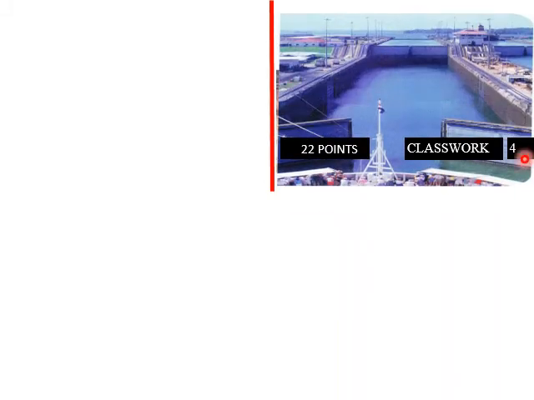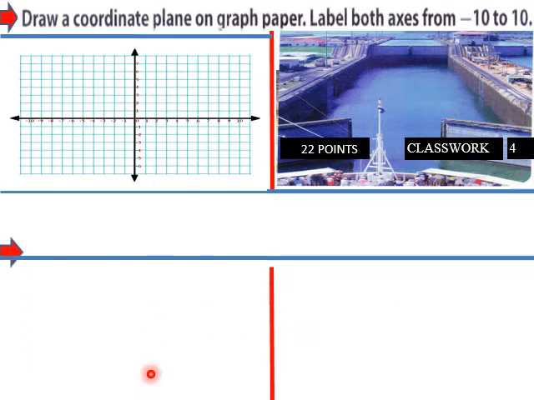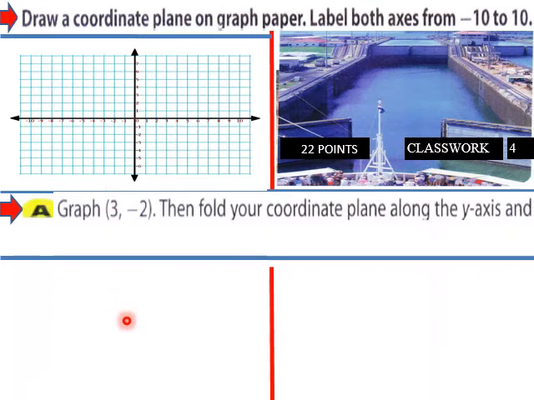Okay, we got page 4 here of our classwork. Draw a coordinate plane on graph paper, label both axes. Well, these are both labeled from 10 to negative 10, and then these are labeled down through 1, 2, 3, 4, 5, 6. So you could stretch these out here, students, a little. Then graph 3, negative 2, and then fold your coordinate plane along the y-axis.